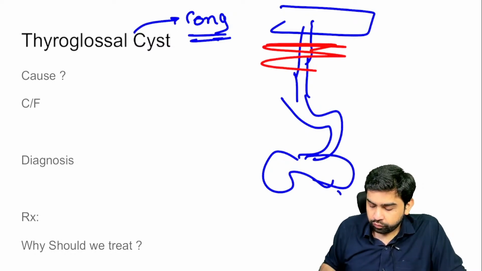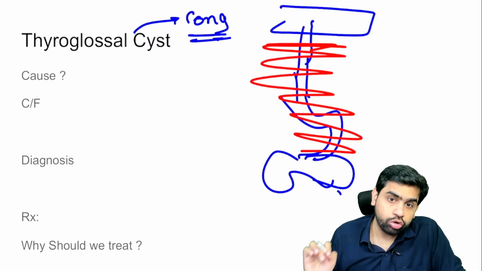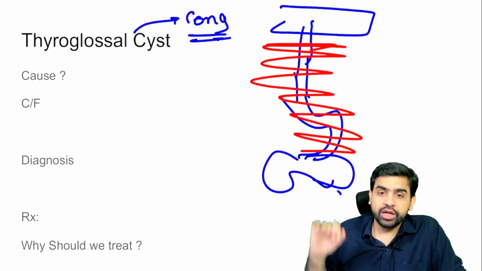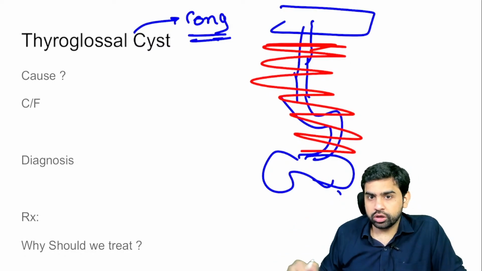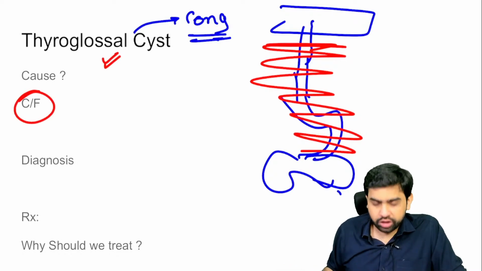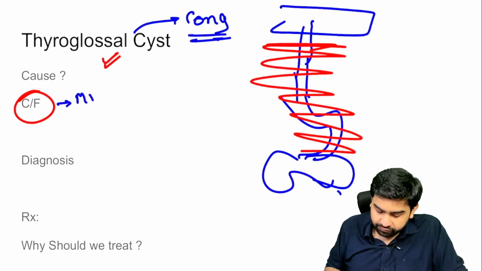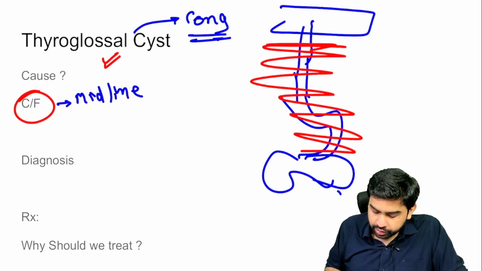After the thyroid gland is formed, this thyroglossal duct should disappear. But if this thyroglossal duct fails to disappear, the persistence of the duct is called a thyroglossal cyst. The clinical feature is just a midline swelling. So what you basically have is a midline swelling.